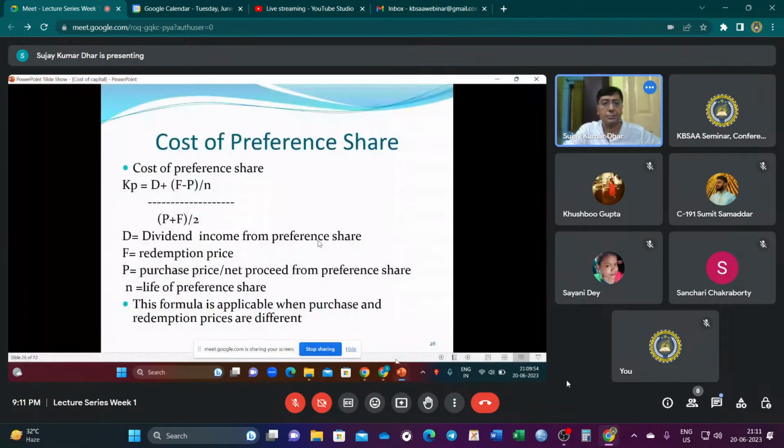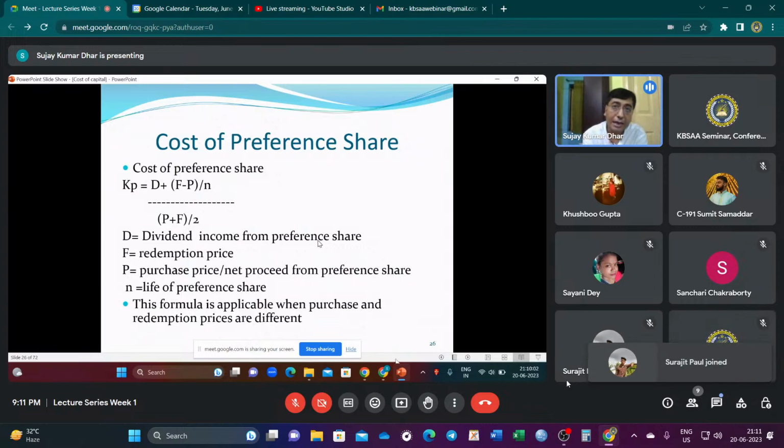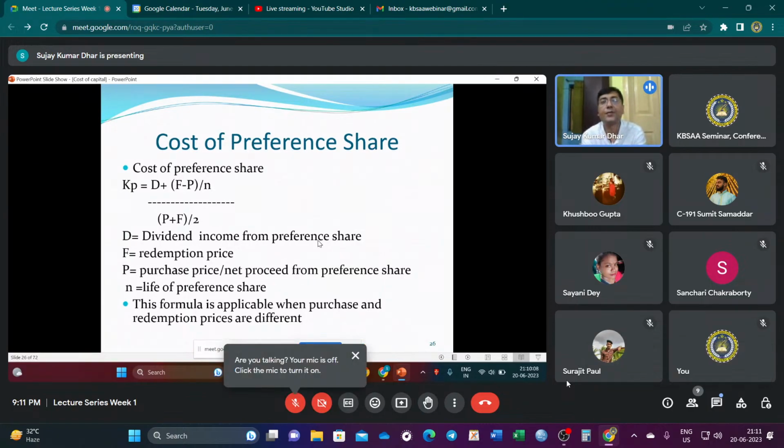Preference share, here shareholders will get dividend at a fixed rate, and preference share is also redeemable. In India, all preference shares are redeemable. That is, they have the maturity period. So if it is a preference share of 5 years, for 5 years investors will get dividend, then the investor will get the money back.